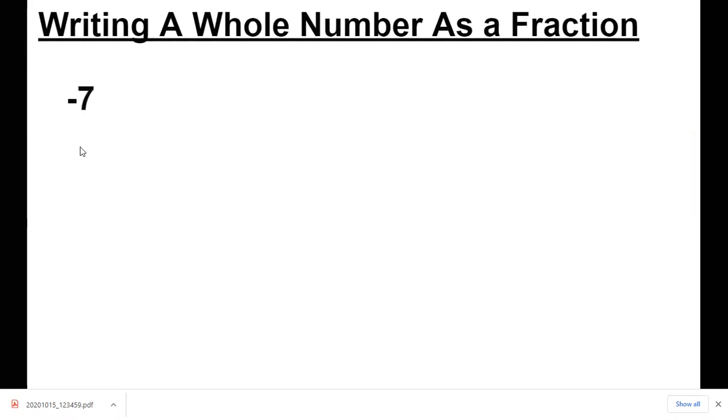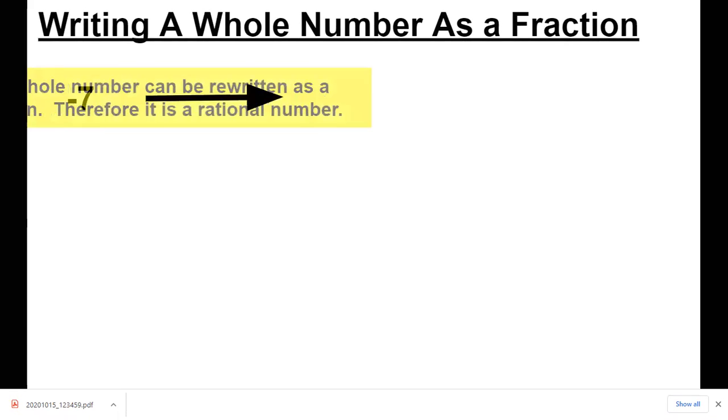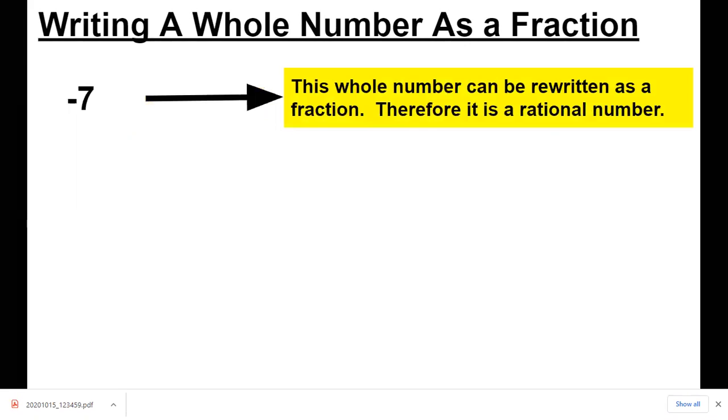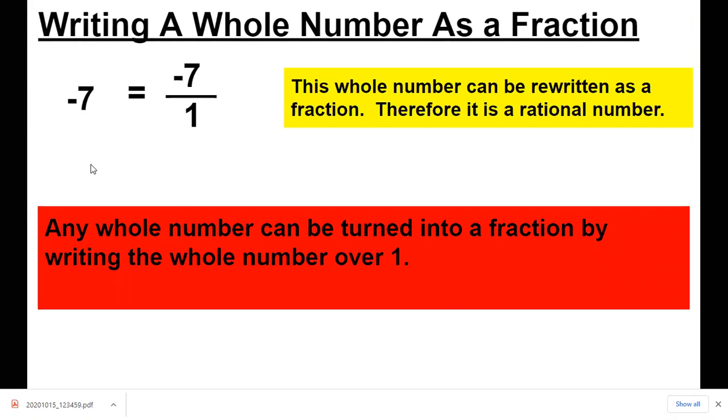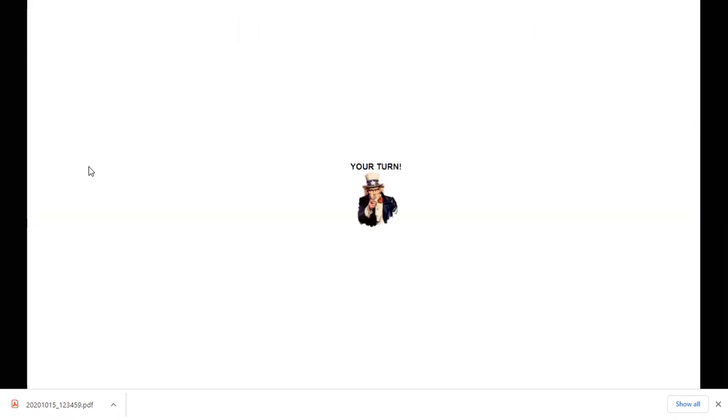Let's try some more. How do you write -7 as a fraction? A whole number can be rewritten as a fraction. It is a rational number. -7 over 1. It doesn't matter that there's a negative sign there. It still can be written over 1. Any whole number or any integer can be turned into a fraction by writing the whole number over 1.